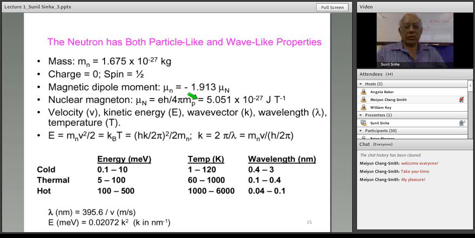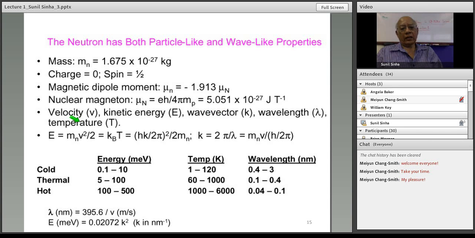All right, this slide summarizes some of the properties of neutrons, which, as you've learned in quantum mechanics, has both particle-like and wave-like properties. The mass of the neutron is essentially the same as the mass of the proton, and it has no charge. It has spin half and a magnetic dipole moment, which is given in nuclear magnetons, in different units, EMU units, here. The neutron, being a particle in some sense, has a velocity and a kinetic energy, and because it's also a wave, you can think of it as having a wavelength and a wave vector, which is 2 pi over the wavelength, and is a vector in the direction of propagation of the neutron.